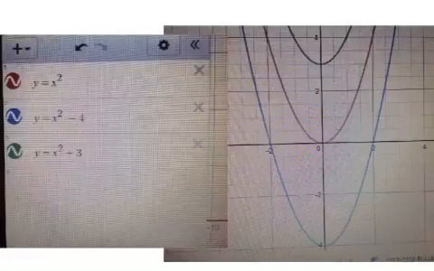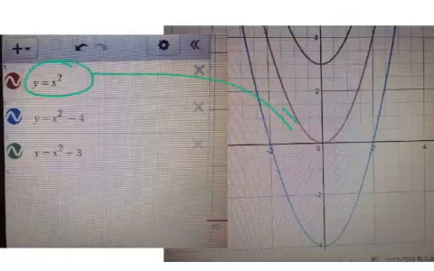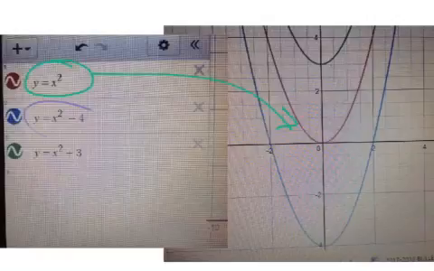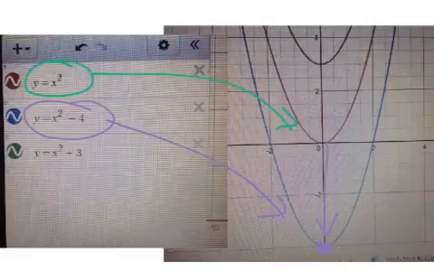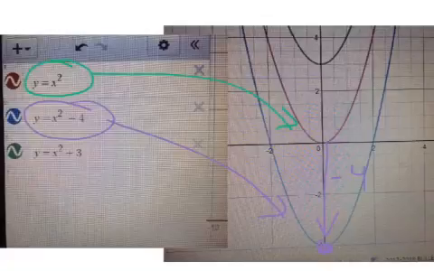As you can see right here, follow the green. The one in red, as you can see, is my y equals x squared. Follow the purple now. The one in blue, notice, is y equals x squared minus 4. So if you notice the blue graph right there, notice how the vertex moved down. It moved down 4 spaces, didn't it? It did a negative 4 on us. So again, that's what a minus 4 will do.